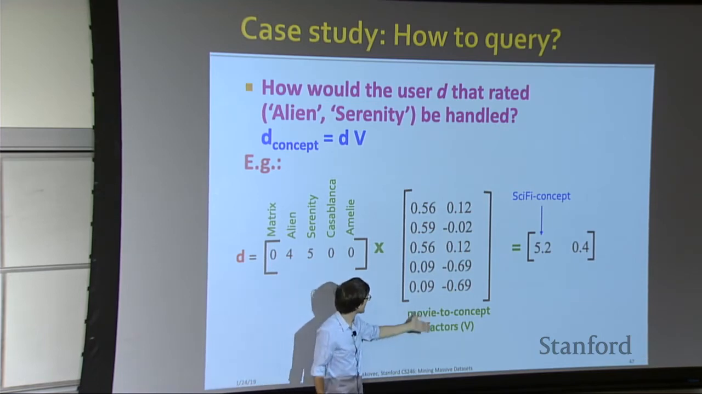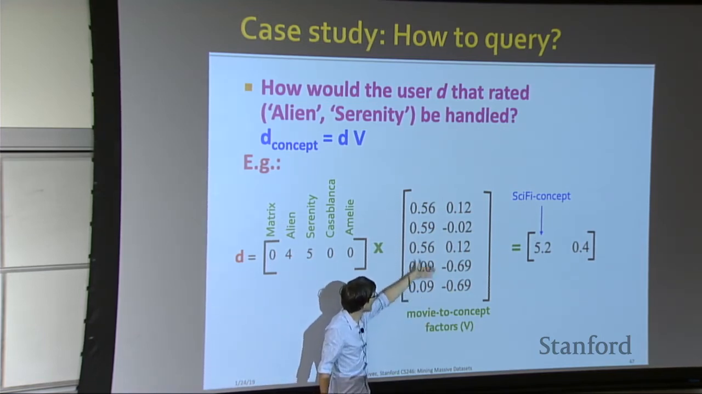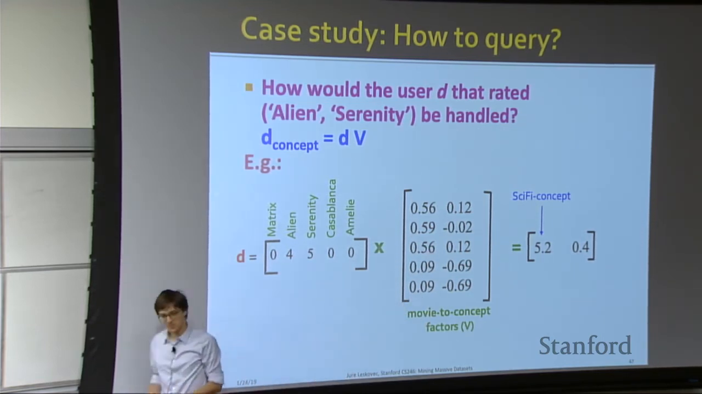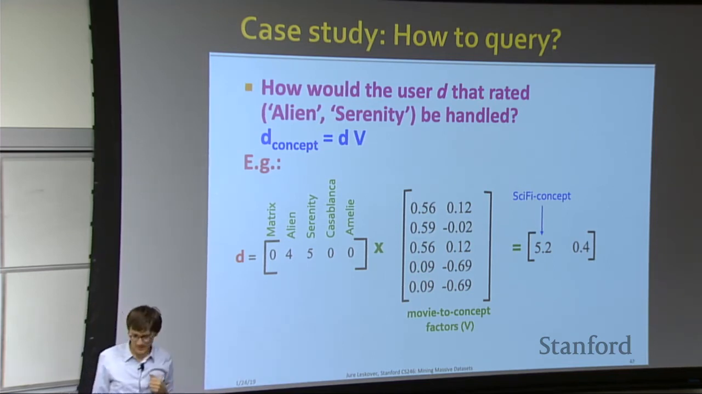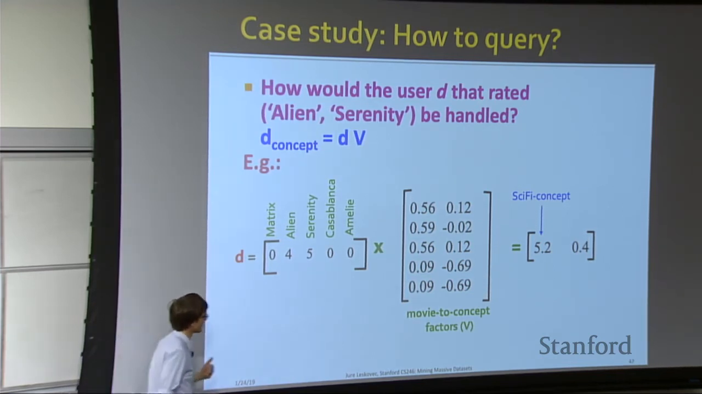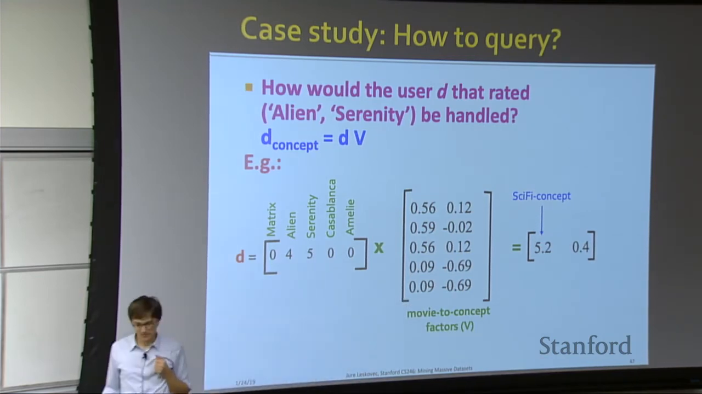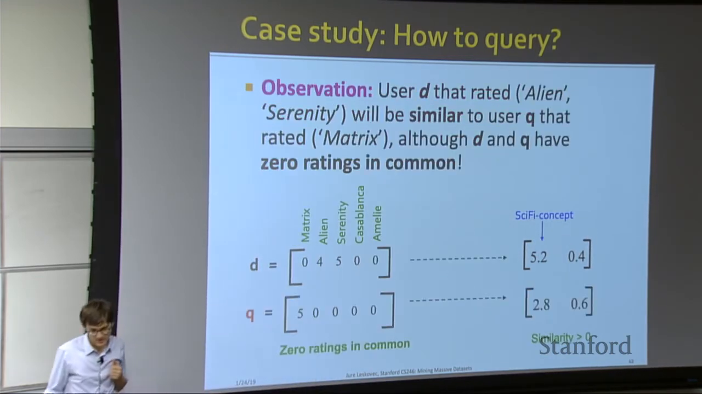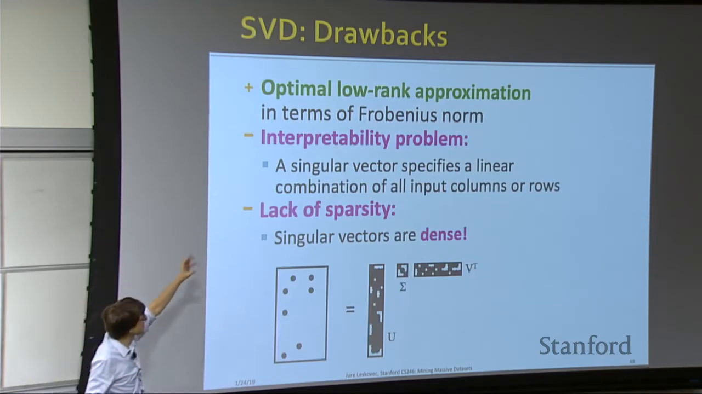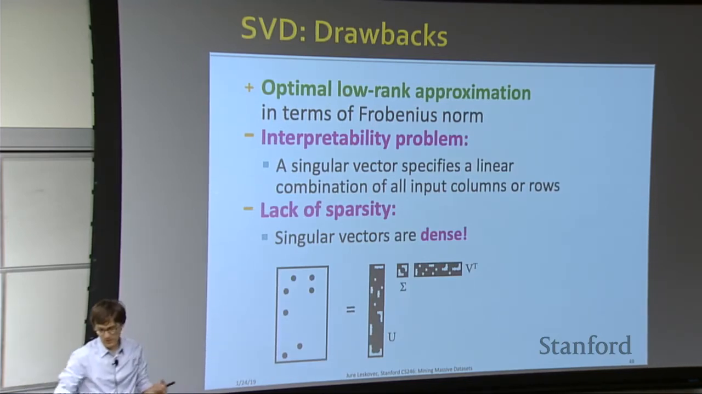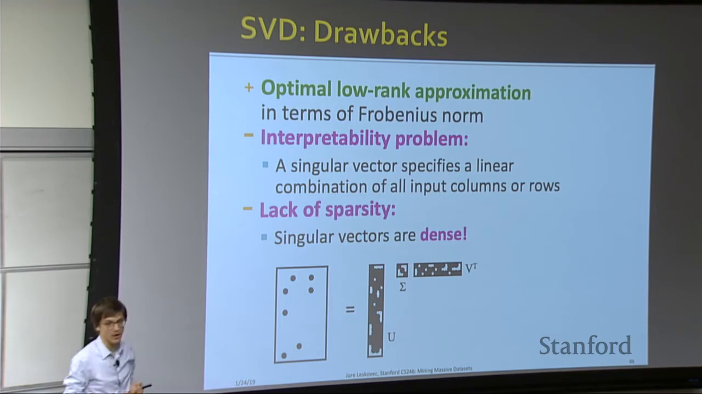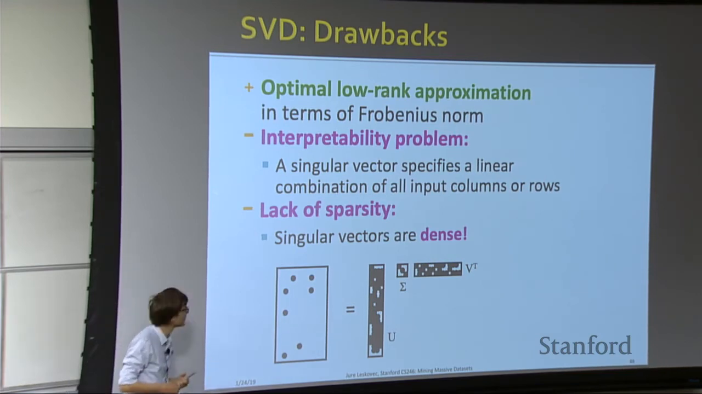We give them some interpretation. You know, I called one sci-fi and I called the other romance because I know what the movies that I selected were and I can make that interpretation. But it's kind of completely interpreted and made up in some sense, right? So what this means is that these singular vectors are linear combinations of all input rows and columns. So it gets complicated to interpret them.